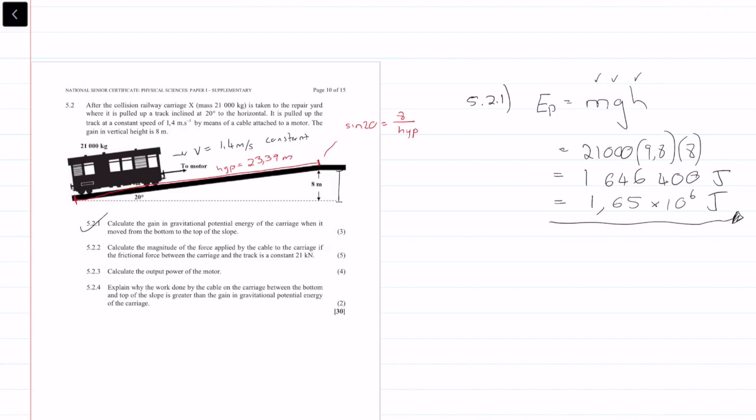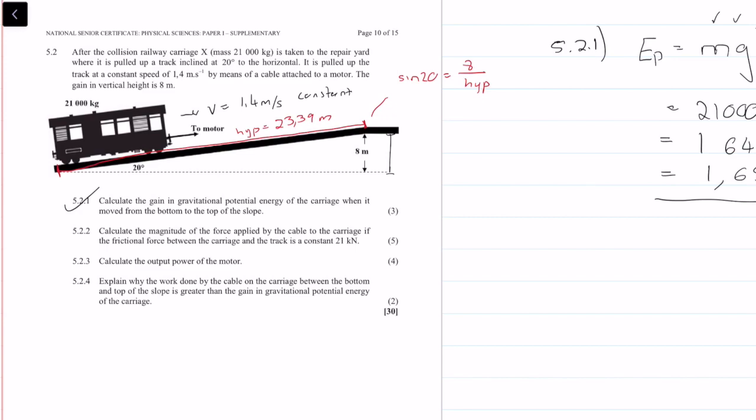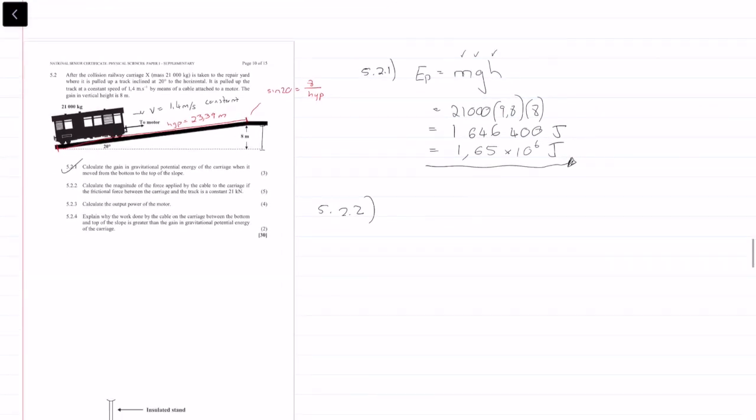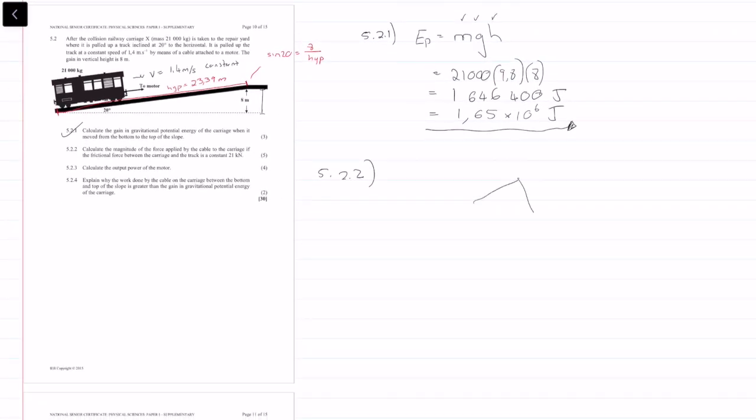Then it says, calculate the magnitude of the force applied by the cable to the carriage if the frictional force between the carriage and the track is a constant 21,000 newtons. Okay, so 5.2.2. Immediately when I'm working with forces, all I want to do is draw a free body diagram. So I'm going to start off by doing that. So right here we have our weight.